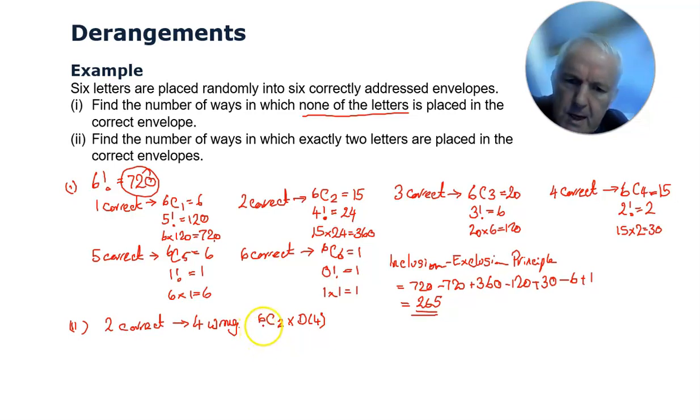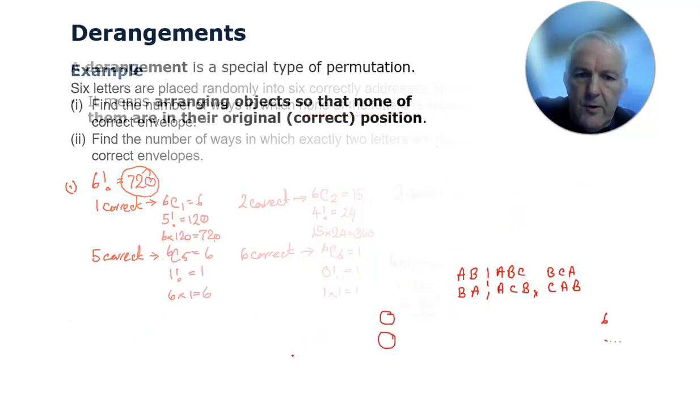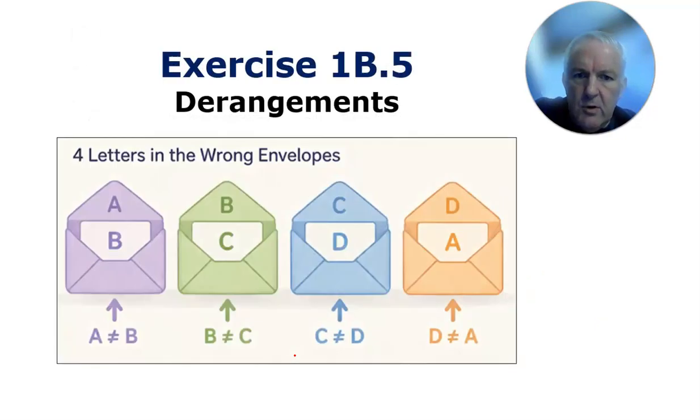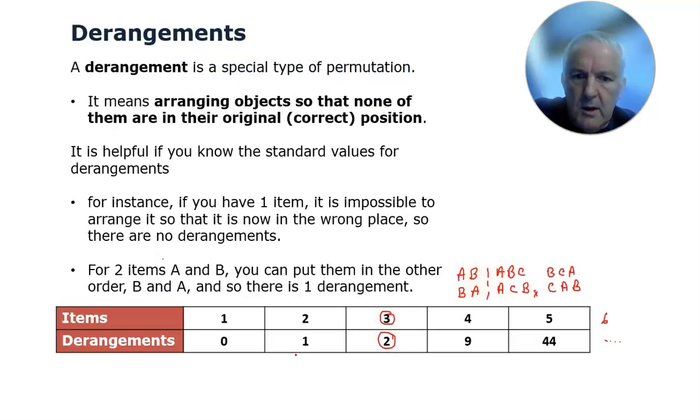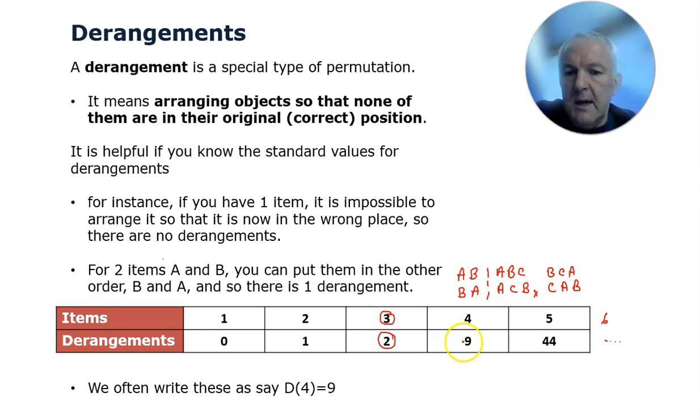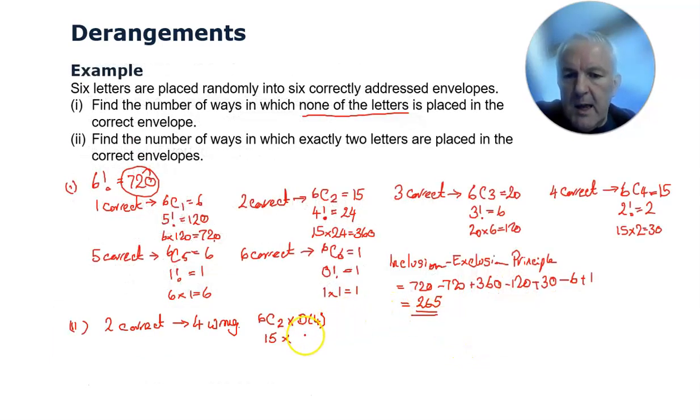So therefore, for my 6C2, we had it up here. 6C2 is 15. And the number of derangements of 4 things, from memory, let's just go back and have a look at that. There, it's gone in. Yeah, D4 is 9. That was what I said is very helpful for you who learn these things. And this is where it comes in handy. 15 times 9 is 135. And I'm straight there to my answer.